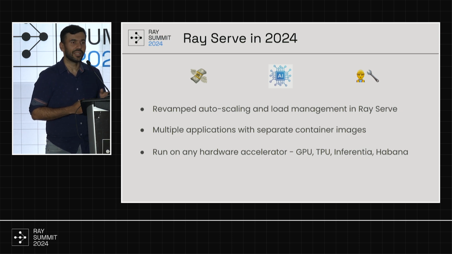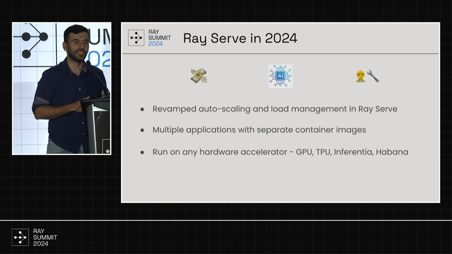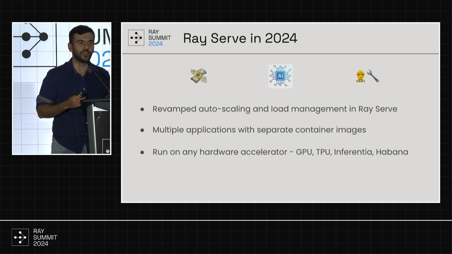And this was one I was really excited about because this reflects how serious Serve is becoming across the community. This was a community-contributed feature for running Serve on any hardware accelerator. Folks from Google and Amazon and Intel contributed to Ray to run Serve on TPUs on Google Cloud, Inferentia on Amazon Cloud, and Habana chips on Intel. So you can run Serve really on any type of accelerator.